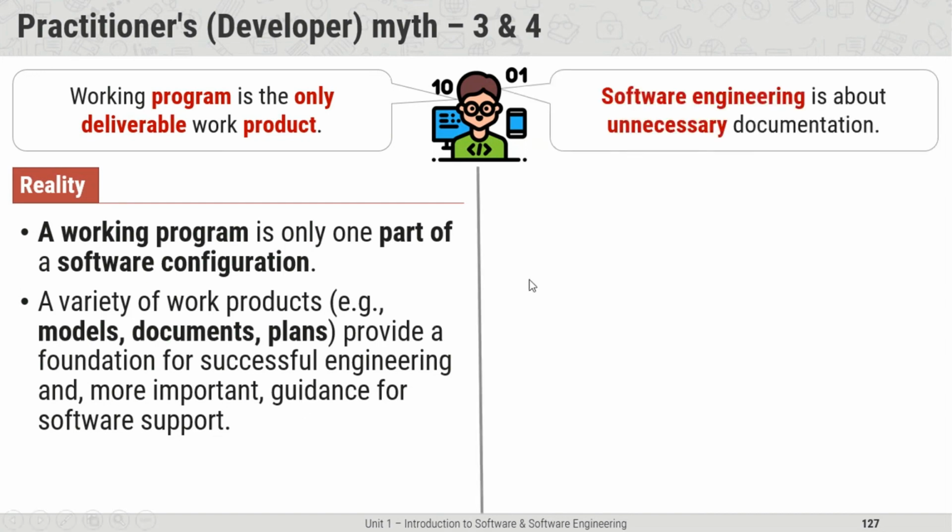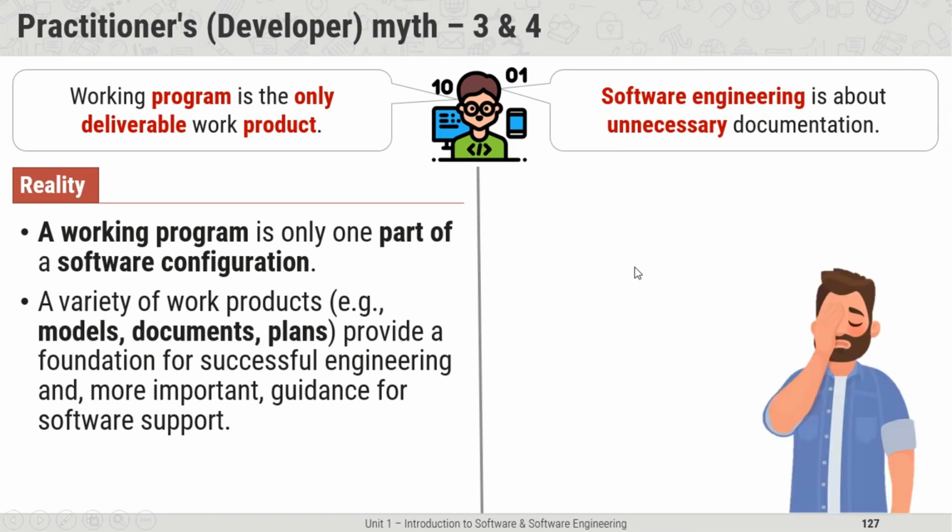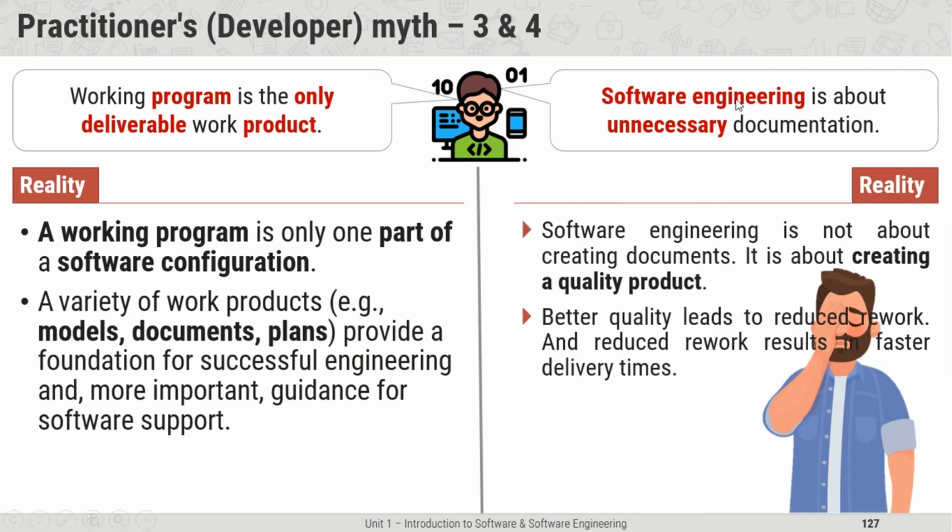Next myth is software engineering is just about unnecessary documentation. It's not unnecessary documentation you are doing in software engineering. Software engineering is not about creating documents, it is about creating a quality product. You are not manufacturing anything here, you are creating a quality product. Better quality leads to reduced rework. We want to reduce rework. That's why we are keeping all the documents, the SRS, all plans, all the things related to our software. And reduced rework results in faster delivery time.